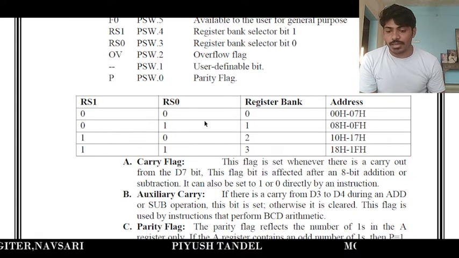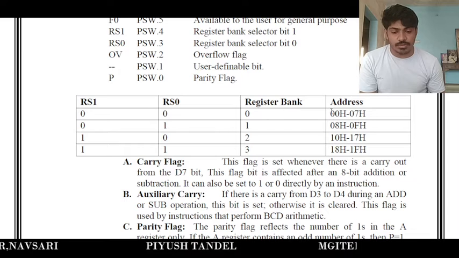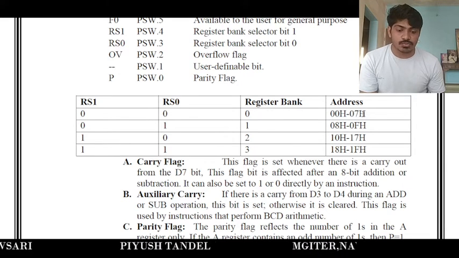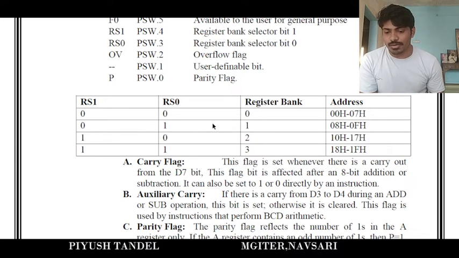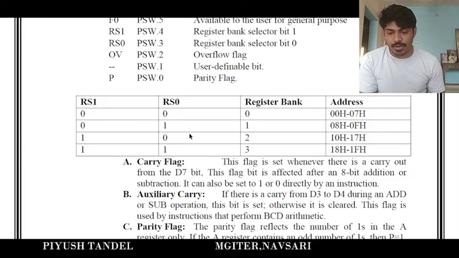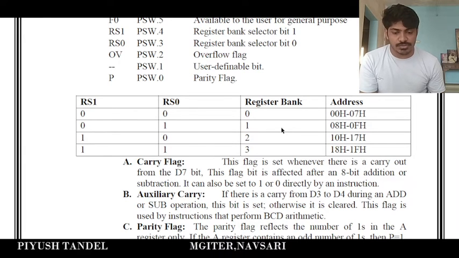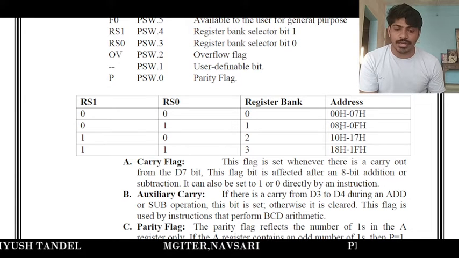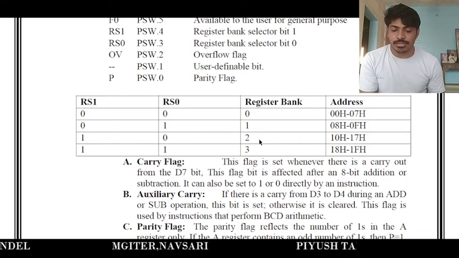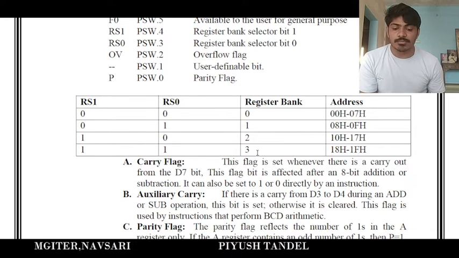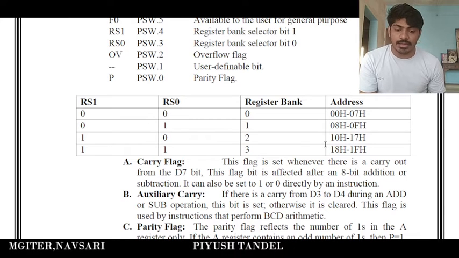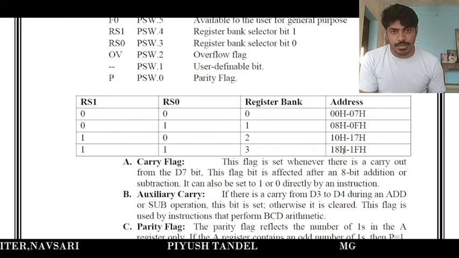So for RS1 and RS0 both 0, the register bank is 0 and the address is from 00H to 07H. Now the meaning of H over here is the hex code, right? For RS1 RS0 equal to 0 and 1, the register bank is 1 and the address is going to be 08H to 0FH. Now for 10, the register bank is 2 and the address is 10H to 17H, and for 11, the register bank is 3 and the address is from 18H to 1FH.